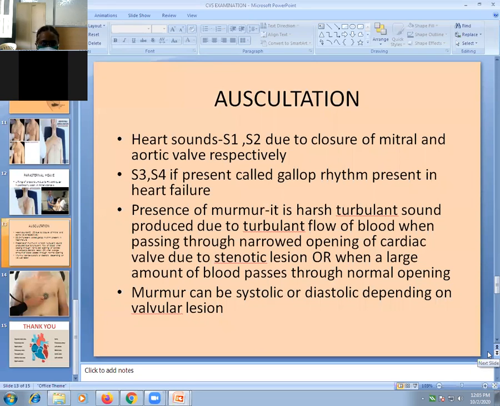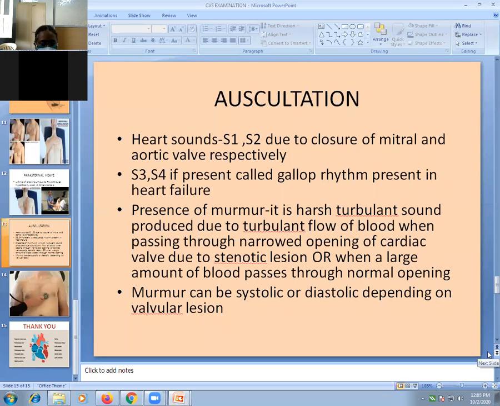Now the auscultation. So inspection, palpation, and now the third point is auscultation. No need to do percussion. So what is in auscultation? You have to auscultate your heart. That means you have to auscultate heart sounds.